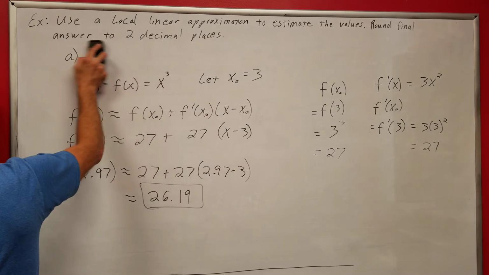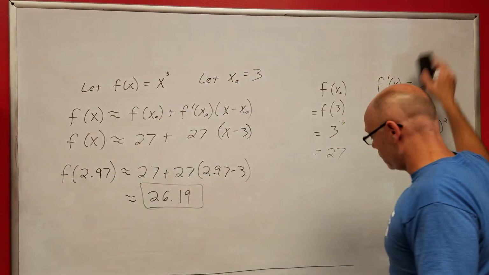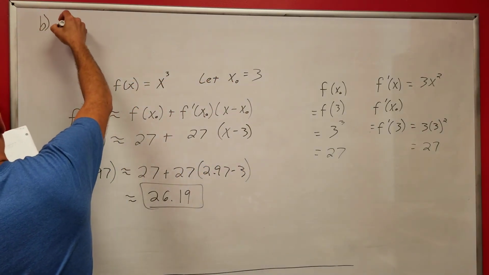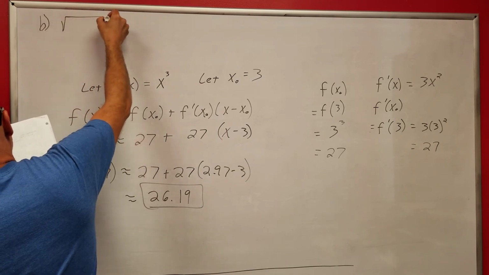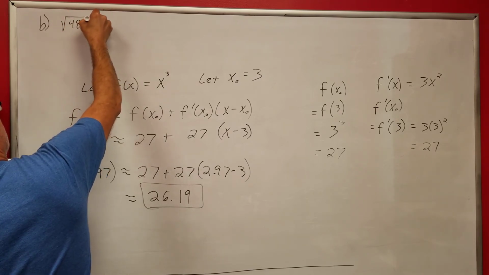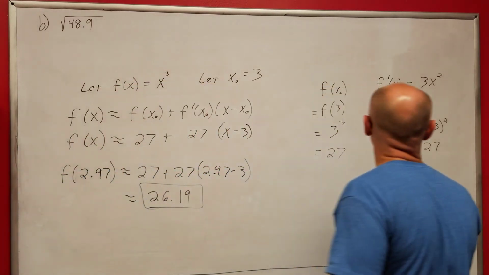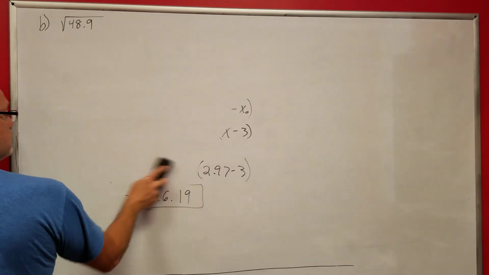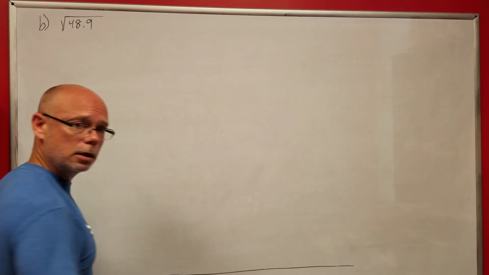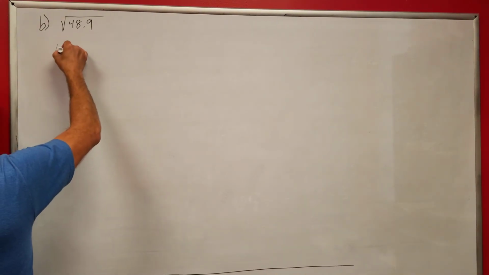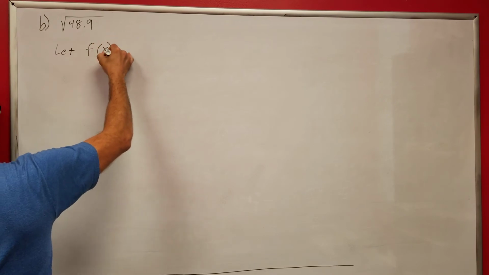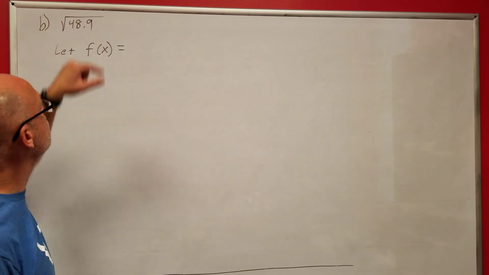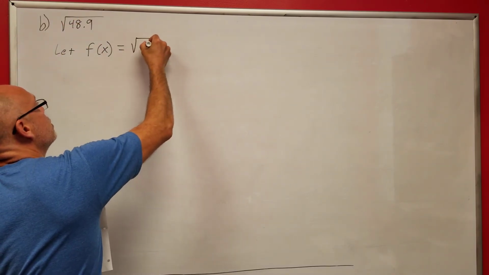Alright, so we're going to do the same thing, but this time we're going to call this part B. I want to use a local linear approximation to estimate the value of the square root of 48.9. Alright, so to build my local linear approximation, I need some function f of x. So what you do here is you say, okay, what operation is being done right here? Square root. So f of x would be the square root of x.